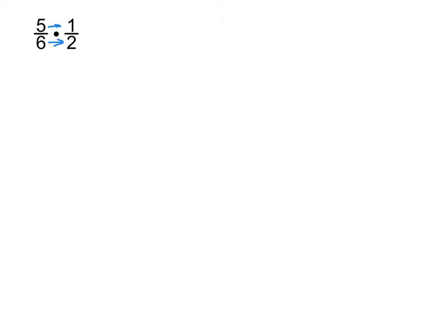No special fancy rules. So on the top, what is 5 times 1? 5. On the bottom, what is 6 times 2? Who said 8? You're not adding. And so our final answer for this problem literally is just 5/12. That's it. That's all there is to it. You just multiply.